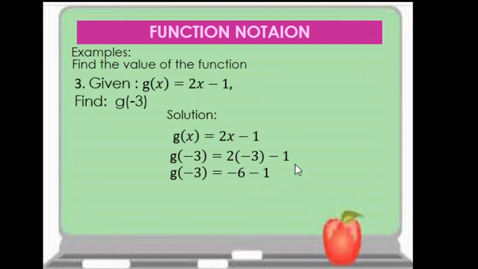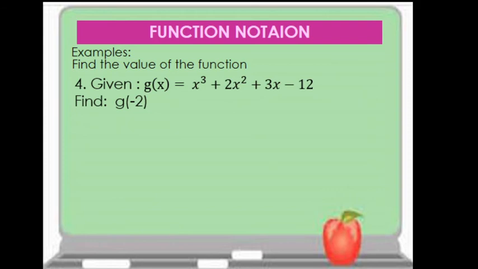So, ito naman, pareho yung sign. So, negative 6 and negative 1. So, dahil pareho siyang negative, we're going to add. Kaya siya ay magiging negative 7. So, therefore, g of negative 3 is equal to negative 7.